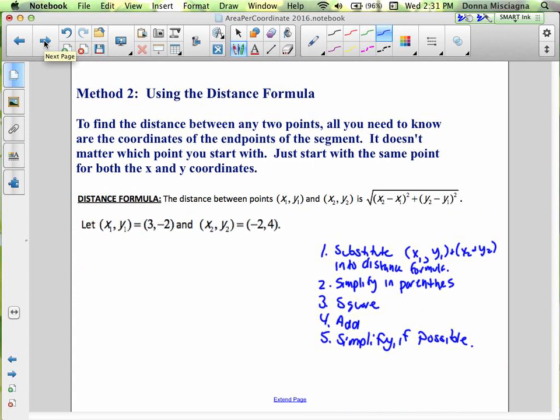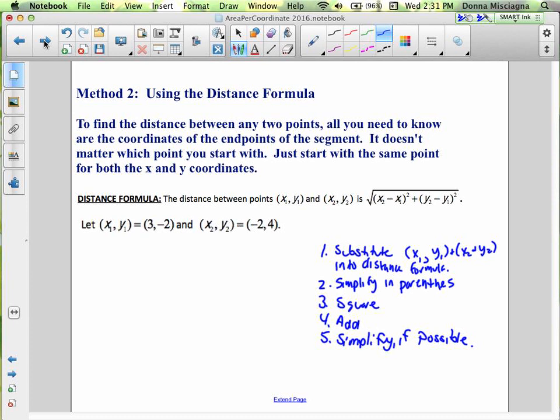So you have 2 points. You have to find the distance between 2 points. So to find the distance between any 2 points, all you need to know are the coordinates of the endpoints of the segments. All I need to know is what 2 points you want me to find the distance between. It does not matter which point you start with. Just be consistent for both x and y. So it doesn't matter who I say is point 1 and who I say is point 2 here.